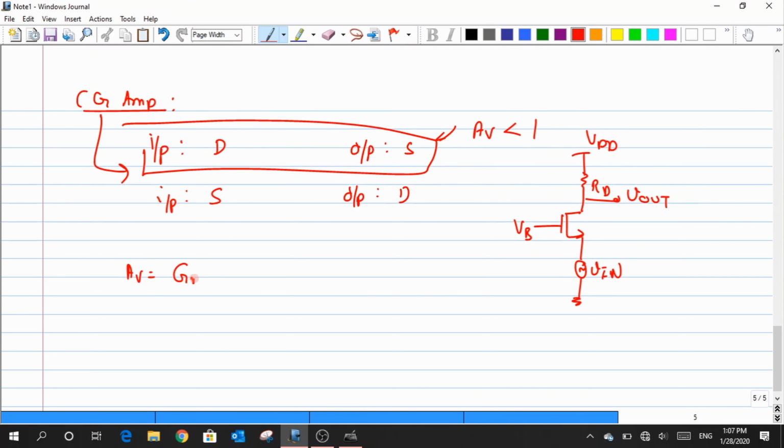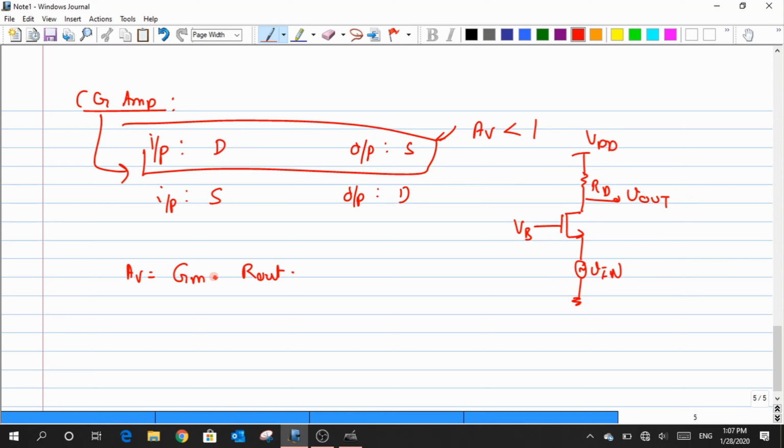So the gain is always Gm times Rout. If you could say what is the Gm and what is the Rout, you are good enough. And also we will try to identify the input impedance of the circuit, just because the input impedance is no more infinity. Okay, yeah. So what is this capital Gm of the circuit? 1 by gm is the transconductance.